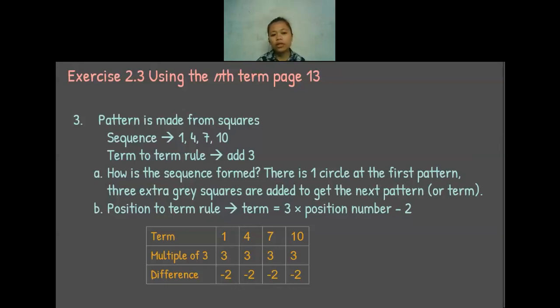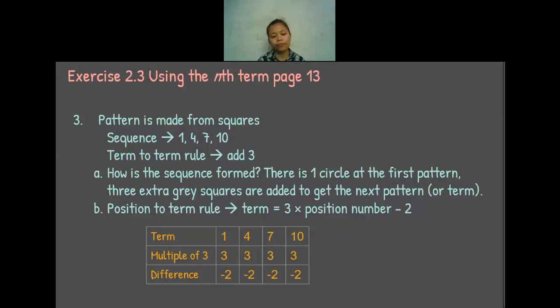And then if I have the sequence which is 1, 4, 7, 10, I will have the term to term rule which is add 3. And then for question 3a, how is the sequence formed? So I will tell from the very first pattern. I say there is one circle at the first pattern, and then 3 extra gray squares are added to get to the next pattern. You can use your own sentence as long as the meaning is the same with mine.